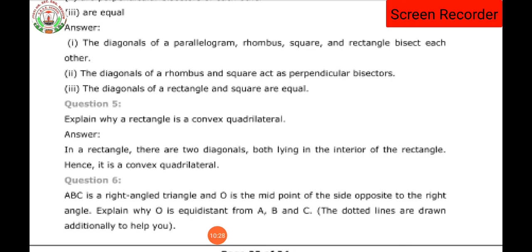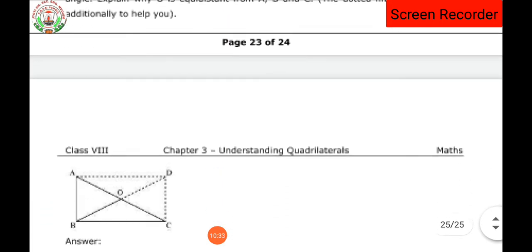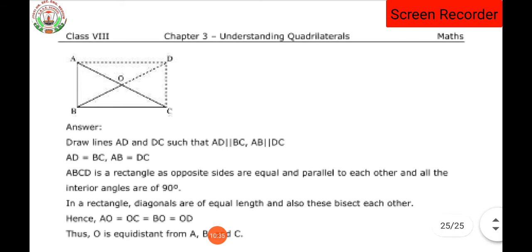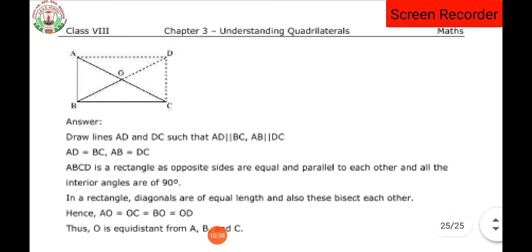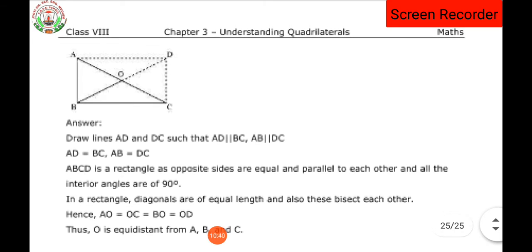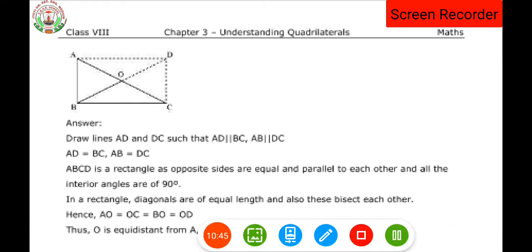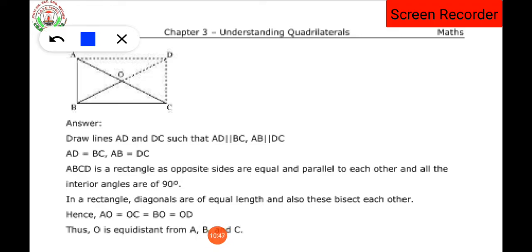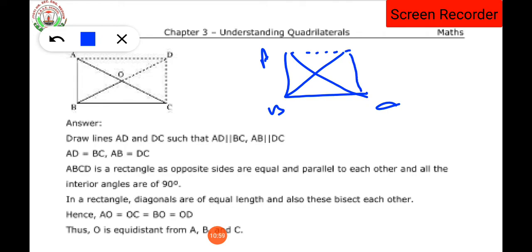The dotted lines are drawn additionally to help you. Here a diagram is given. Can you see the diagram? The diagram is in the shape of a rectangle, isn't it? So here we are going to join the lines AD and CD. Why have we joined them? Because in the question it is said that a triangle ABC is given. The additional construction we are going to join by the dotted lines is AD and CD.